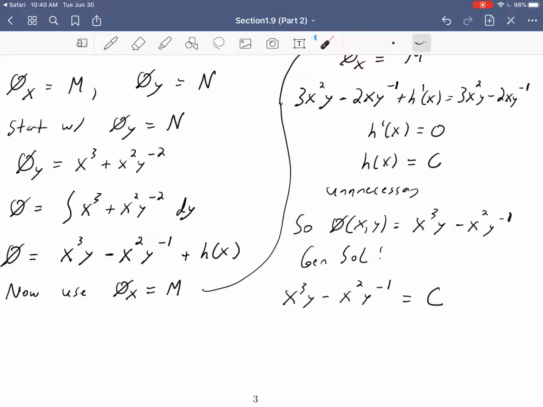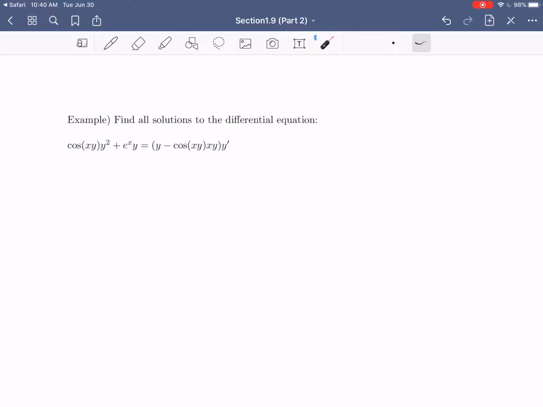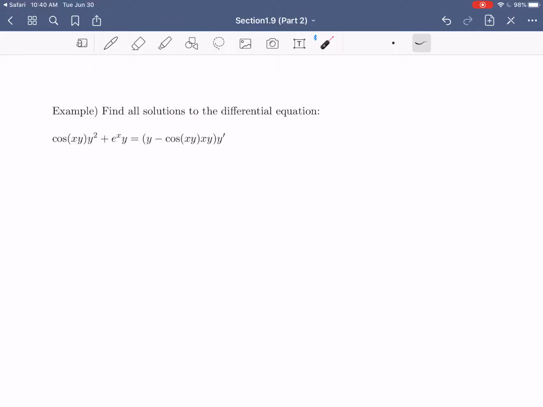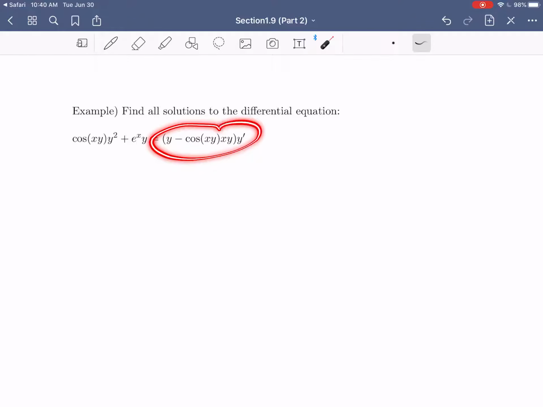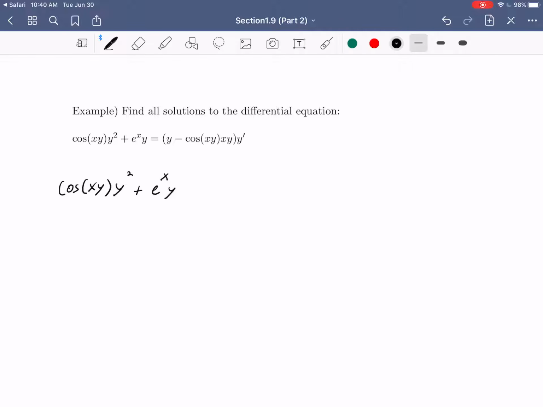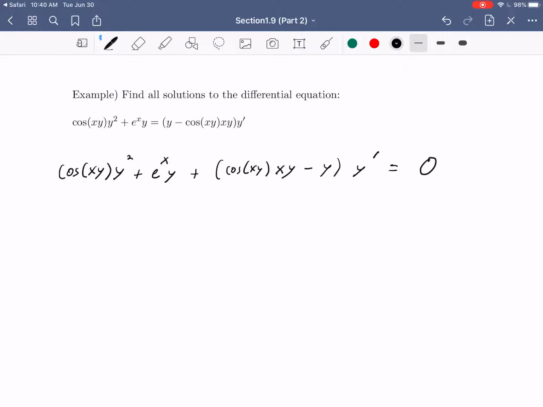Okay, let's go ahead and take a look at one more example of this. We're going to try to find all solutions to this differential equation. Once again, the first thing we need to do is rewrite this into the format where we test for exactness. So we need to subtract this over onto the other side. That gives us cosine xy, y squared, plus e to the x y, plus, and since I'm going to subtract this over, I can just negate the inside here, cosine xy times xy minus y prime equals 0. Okay, so there's our differential equation.